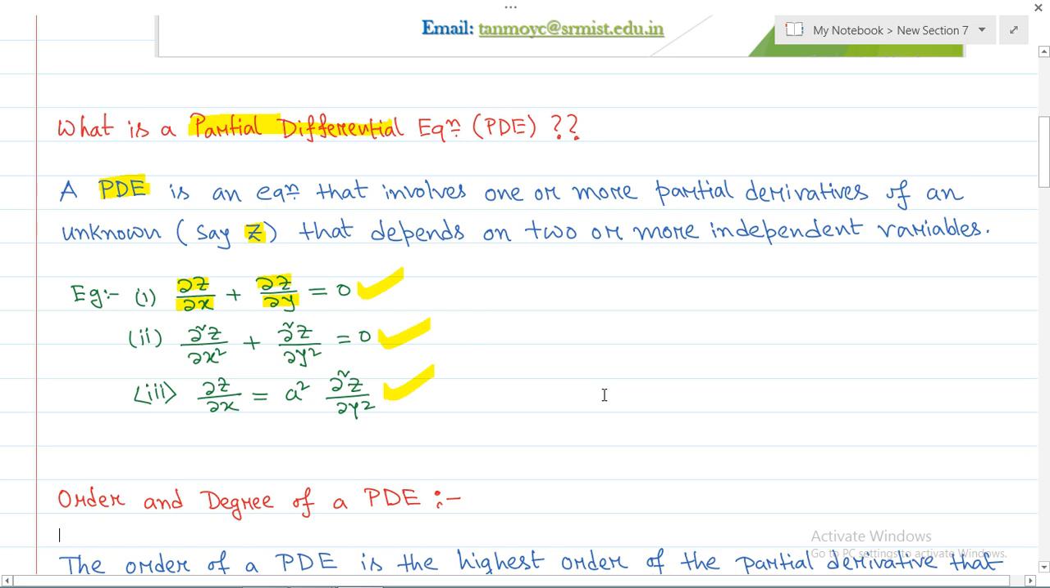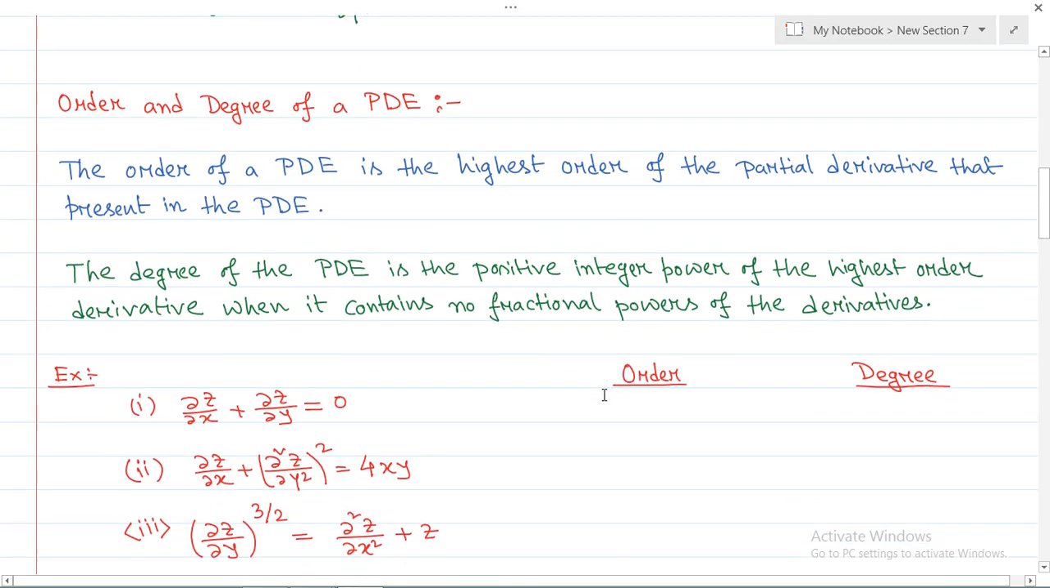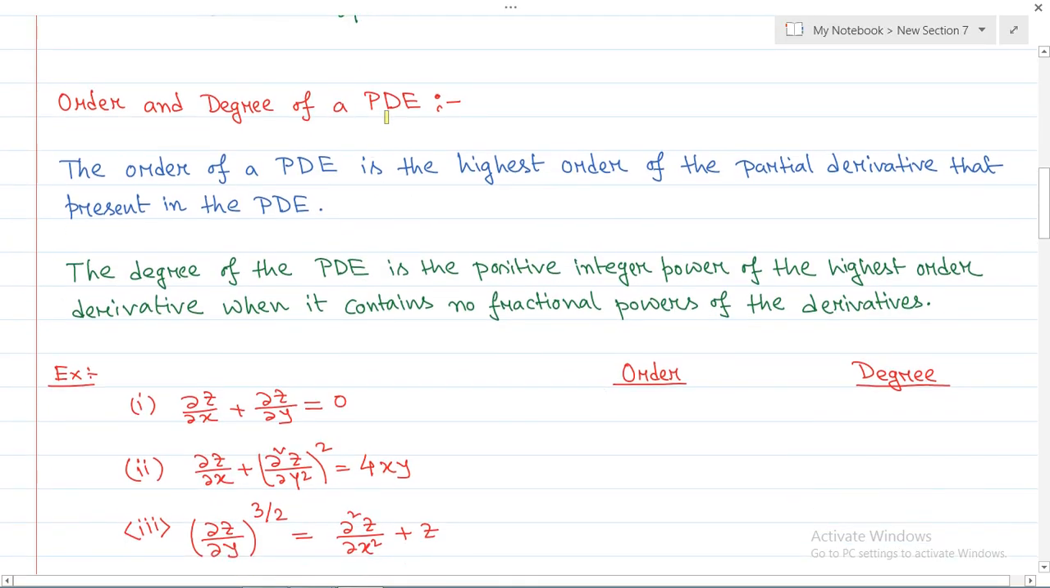Now we are going to discuss the order and degree of a partial differential equation. As we know from our ordinary differential equation point of view, the definitions of order and degree are exactly the same. The order of a partial differential equation is the highest order of the partial derivative present in the equation. So if we have a partial differential equation, we just need to focus on the highest order derivative present in the equation. That will give the order of the whole partial differential equation.